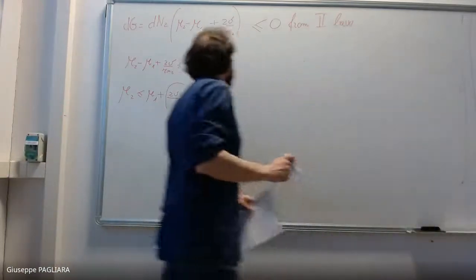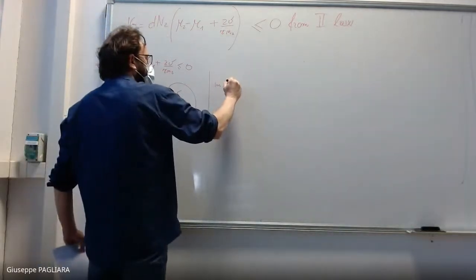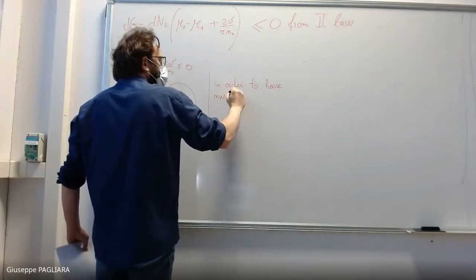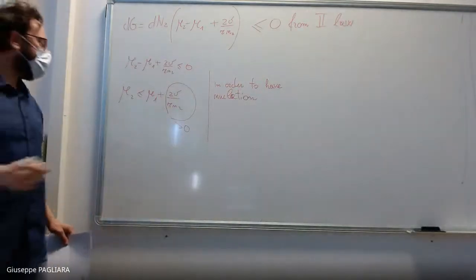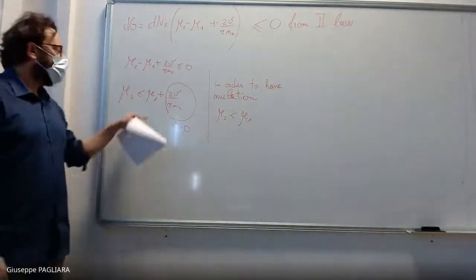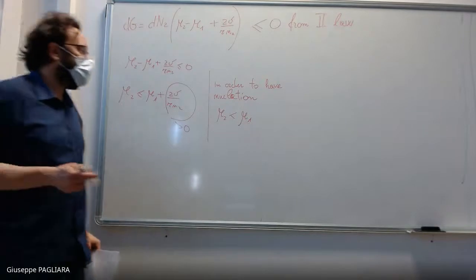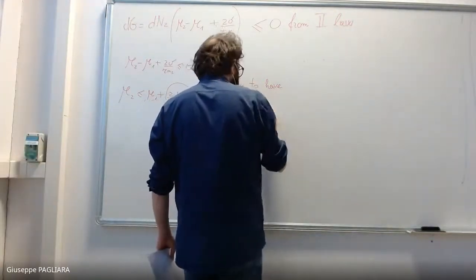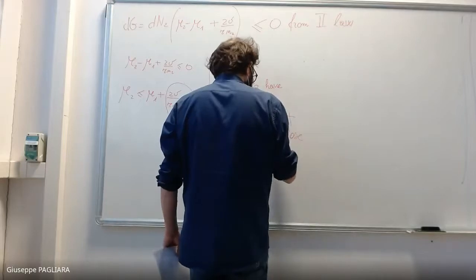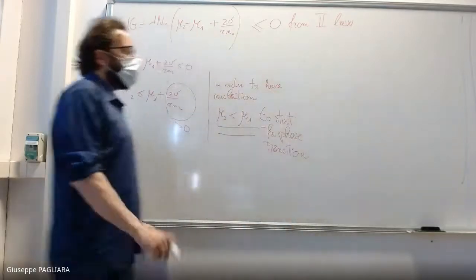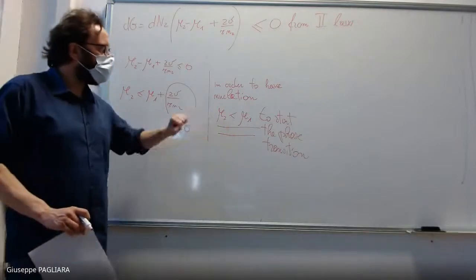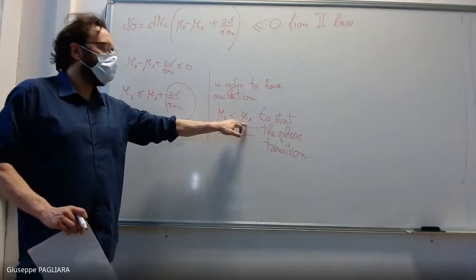Therefore, this condition is telling me that in order to have nucleation, and therefore to start my phase transition, mu2, the chemical potential of the new phase, must be strictly smaller than mu1, which is the chemical potential of the old phase. Okay, so this is the condition to start the phase transition. So the fact that we have this formation of finite size structures somehow imposes that the chemical potential of the new phase is smaller than the chemical potential of the old phase.